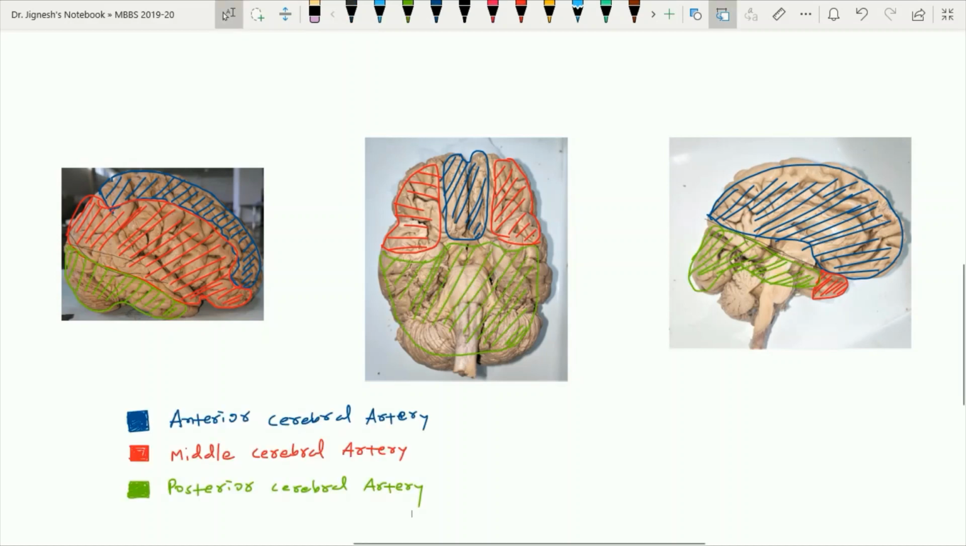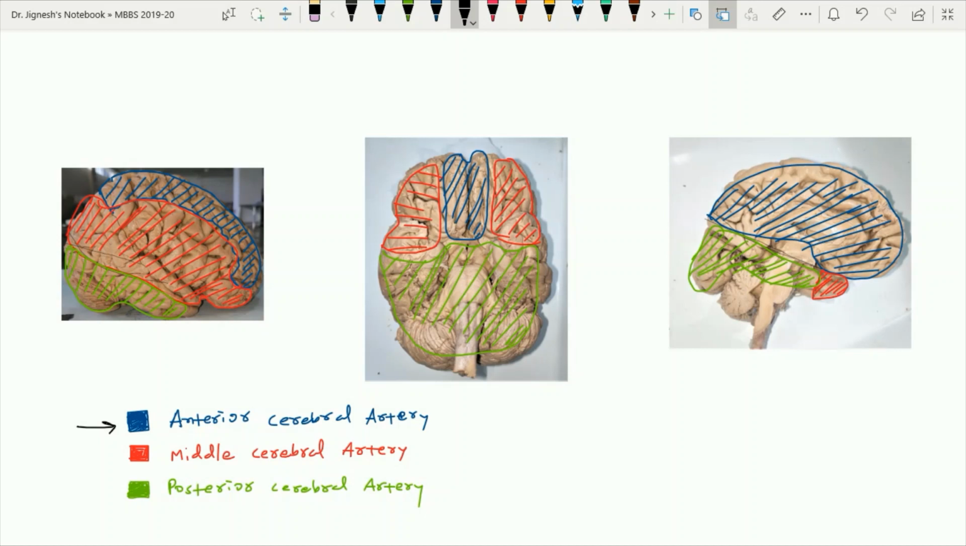So, after having proper knowledge of the area of distribution of the anterior cerebral artery, middle cerebral artery and posterior cerebral artery to the different parts of the brain, we can say that occlusion of the anterior cerebral artery will lead to affection of the upper part of the superolateral surface as well as the medial part of the orbital surface and most of the medial surface of the cerebral cortex.